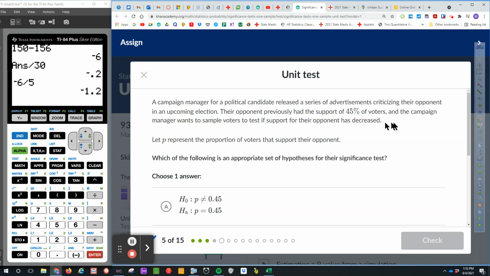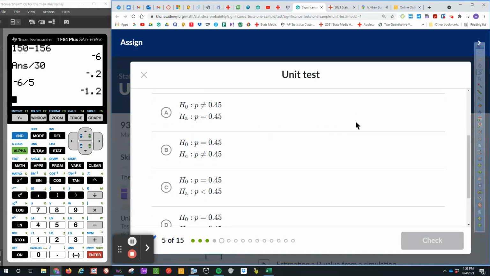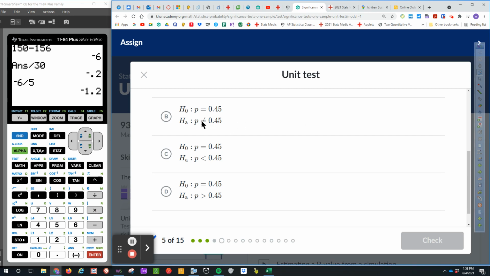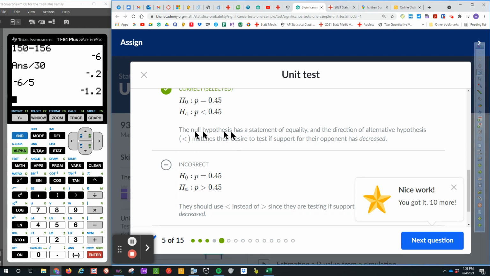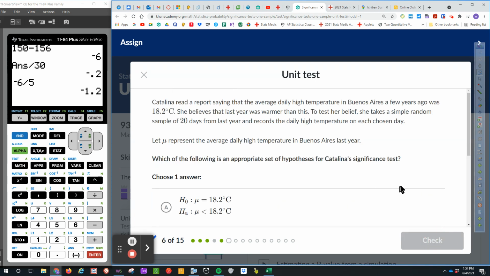Now, what's the alternative hypothesis? It says the campaign manager wants to sample voters to test if the support for their opponent has decreased. So you are wondering, is it not equal to, or is it less than, or is it greater than? It's less than, right? Less than 0.45. The null hypothesis has a statement of equality, and the direction of the alternative hypothesis, less than, matches their desire to test if support for their opponent has decreased.